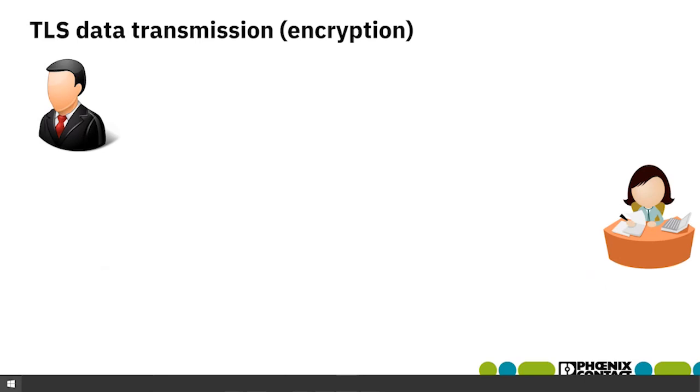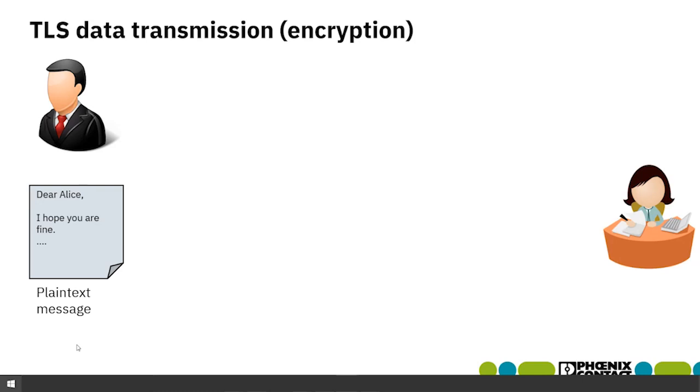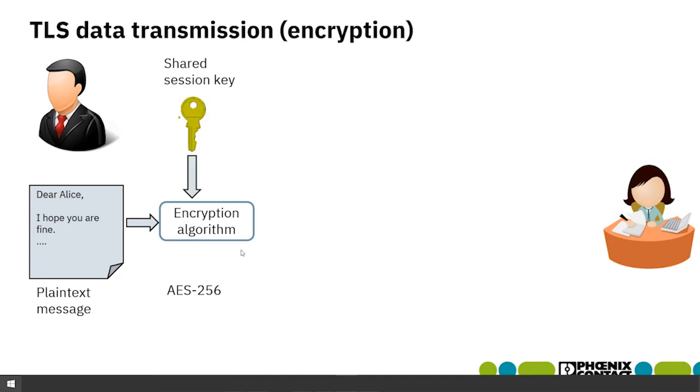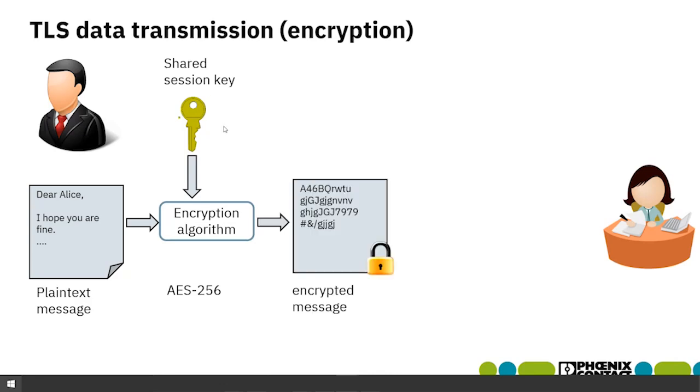So once the communication is established, Bob will try to send data, so he has to encrypt the data. How does that work? Well, we have, first of all, of course, the plain text message. In this case, it's a letter: dear Alice, I hope you are fine. Then he selects the encryption algorithm that they have negotiated in the cipher suite. So in this case, it's AES 256. And for that, he uses the shared session key that they have negotiated. The result of that is the encrypted message.